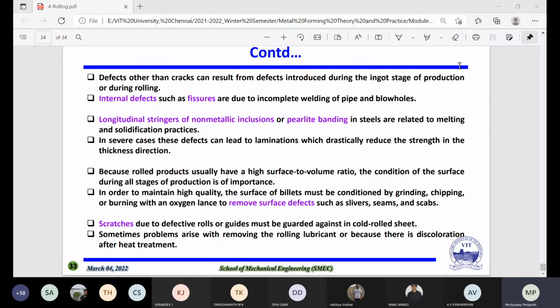So if you have any questions, you can just ask. We have covered all the rolling defects, so I think you have understood.